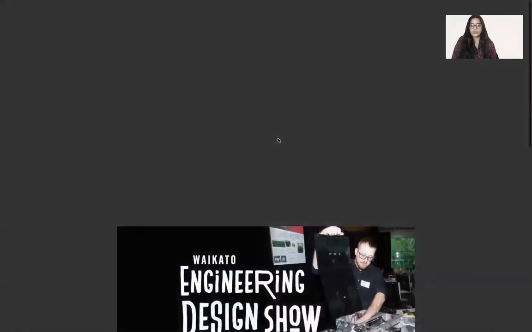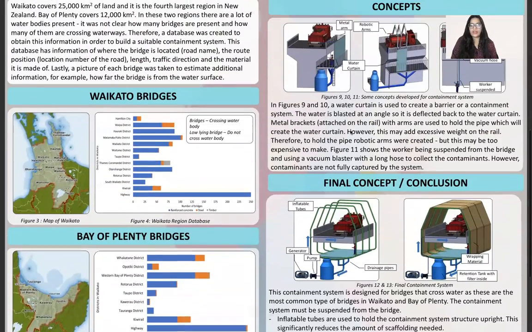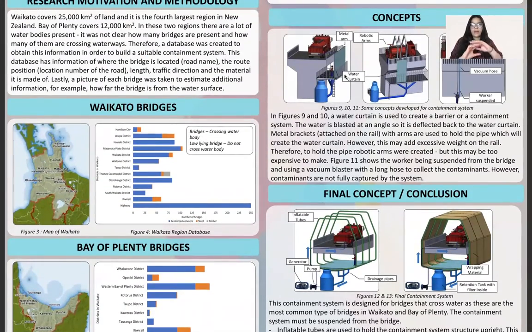So in these initial concepts, instead of having a material to create the barrier or the containment, I had water. So a water curtain is formed to create the barrier. So when the person is water blasting, the water is deflected back onto the water curtain so it doesn't let any contaminants escape. But on the rail of the bridge, a metal bracket along with an arm was placed on the ridge of the bridge to hold the pipe where the water will be falling down.